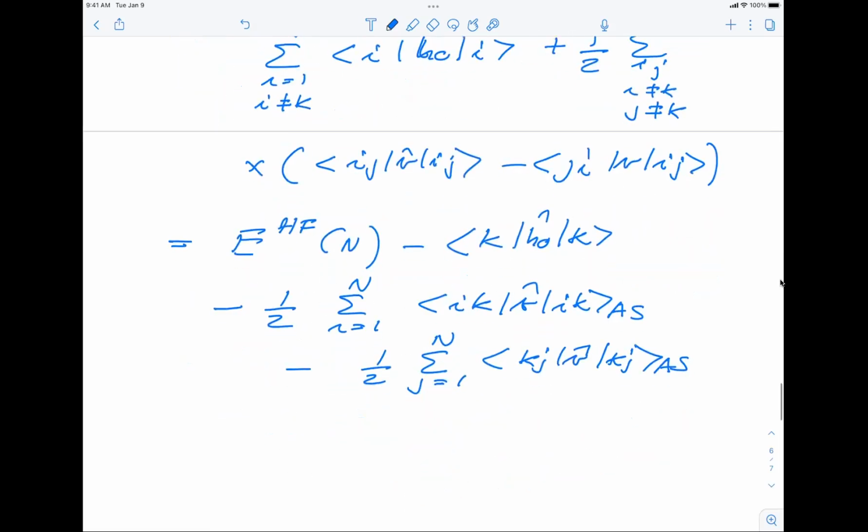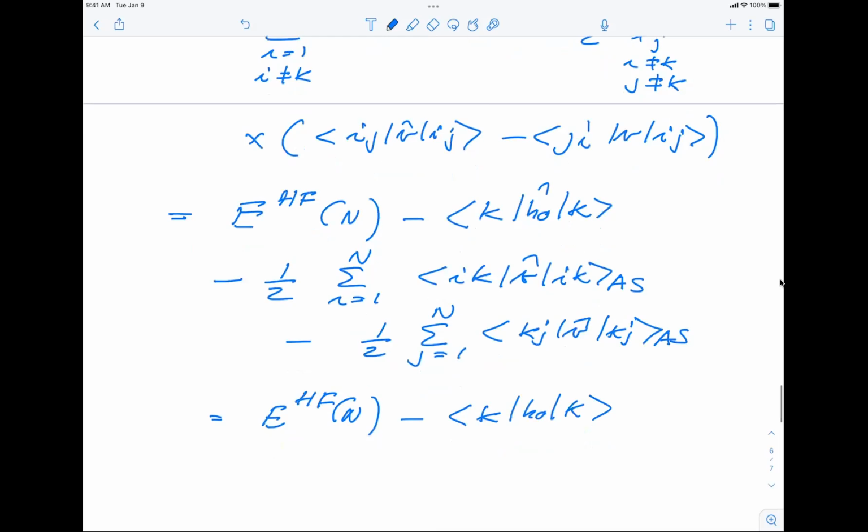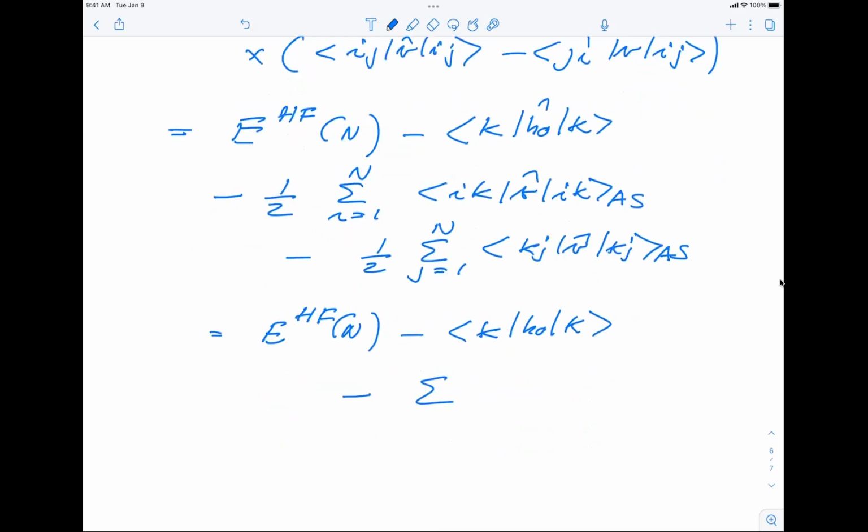Now, if you look at what we have here, we can bring this together again, the two ones, because we just changed the dummy indices and then we use the symmetry of interaction. So this would simply be E of Hartree-Fock of n. So that's the equation which we have been optimizing. Minus, and now I have this k of H0k. Then I can rewrite this as a minus. Then a sum of I up to n. So this is a sum up to the Fermi level of ik, v of ik anti-symmetrized.